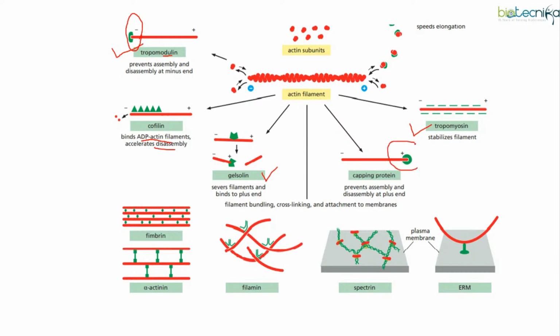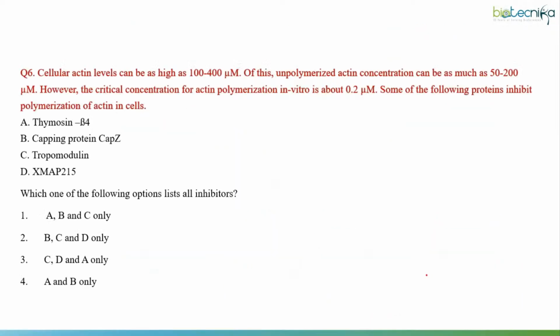Then, of course, you will have some capping proteins present either at one end or sometimes at both ends, preventing their assembly and disassembly. Here also you will come across some filament bundling proteins, cross-linking proteins, and some proteins which are attached to the membrane like this. Okay. So these are the accessory proteins. Now you got to know that different types of accessory proteins are there. Now, based on this, check out if you can answer this question or not.